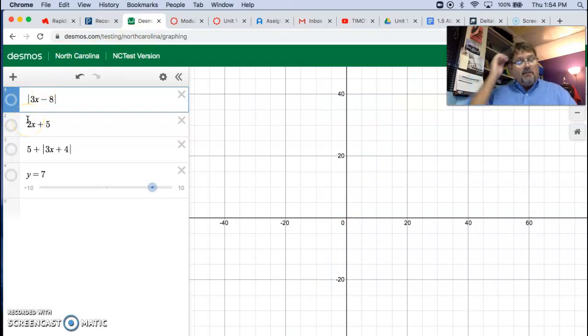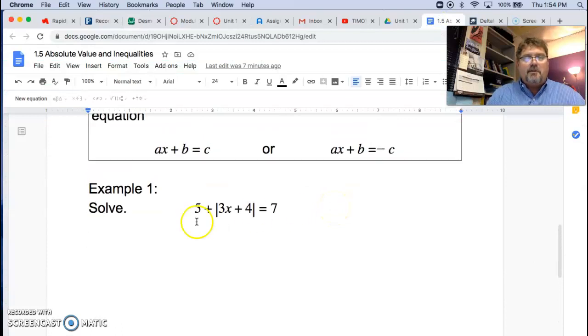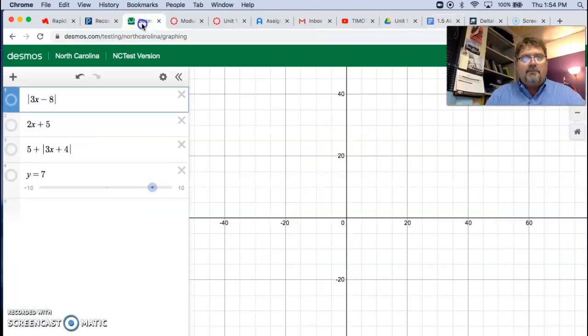Okay, so there's a couple things to note here. The first one we did, absolute value of 3x minus 8. No, that wasn't the first one we did, that's the second one we did. Let's go to the first one. 5 plus absolute value of 3x plus 4 equals 7. Remember that. So we'll come back and show you what I did. Put your absolute value on one side. Remember, it's equal to 7.